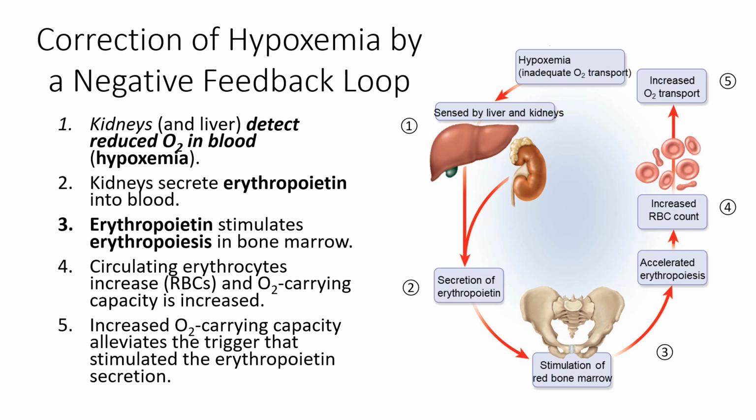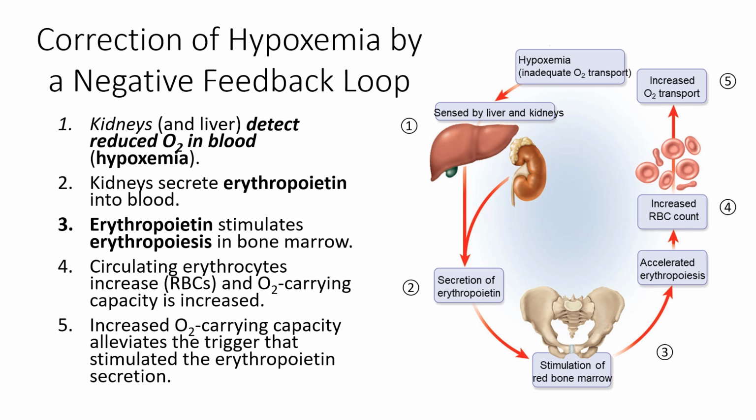How do we stimulate erythropoiesis? Erythropoiesis is stimulated in order to correct hypoxemia via a negative feedback loop. Hypoxemia means inadequate oxygen transport of the blood, when there's an inadequate amount of oxygen in the blood. How does this occur?